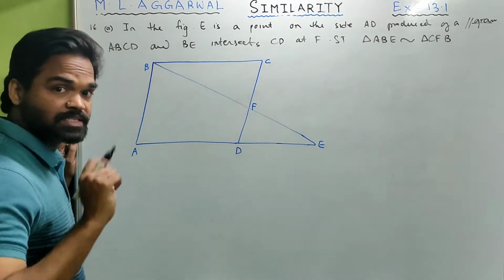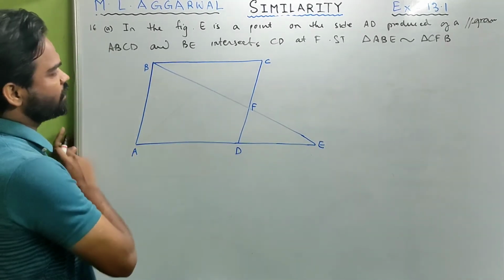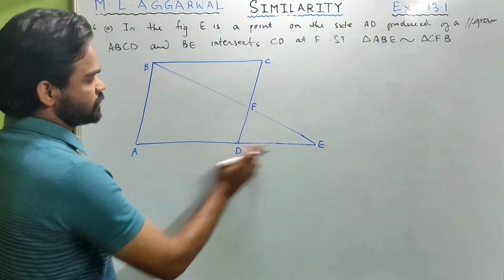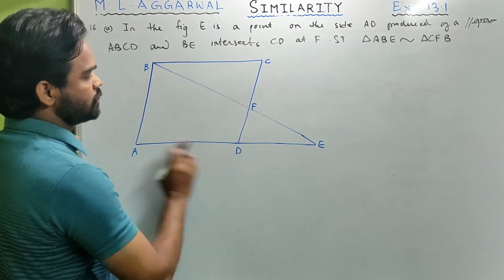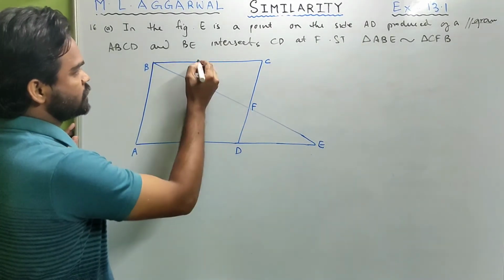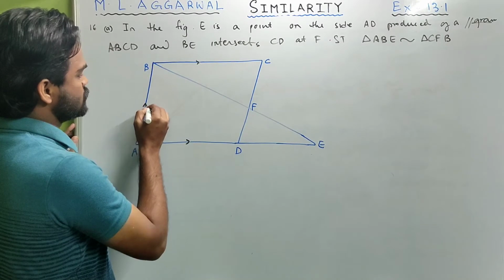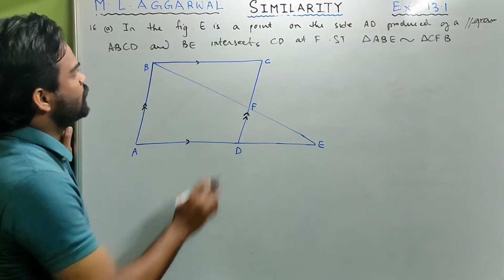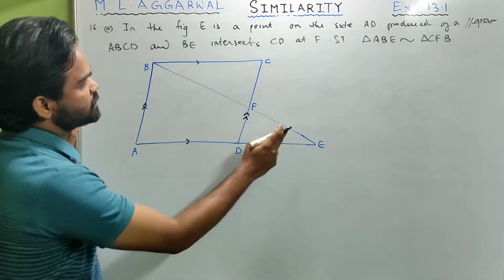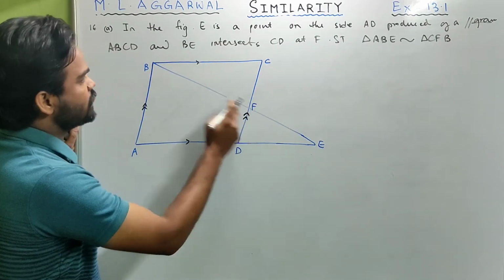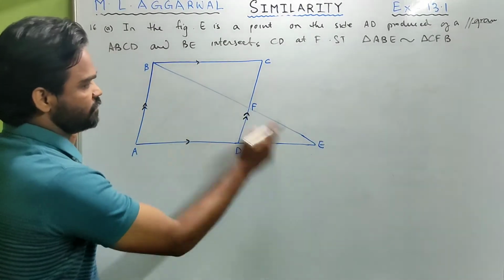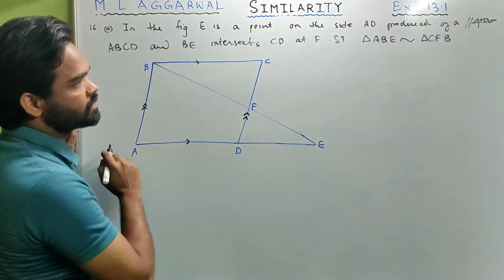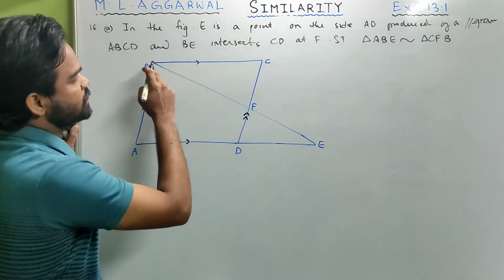Now look at this sum, 16 part A, pretty easy. In the figure, E is a point on the side AD produced of a parallelogram ABCD, which means this is parallel to this and this is parallel to this. It's a parallelogram and equal also. And BE intersects CD at F. Show that ABE, which means the bigger one, is similar to CFB.